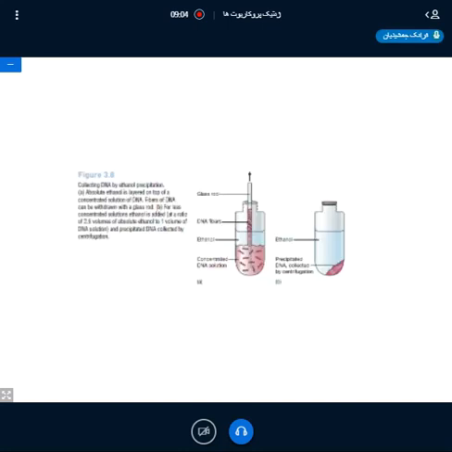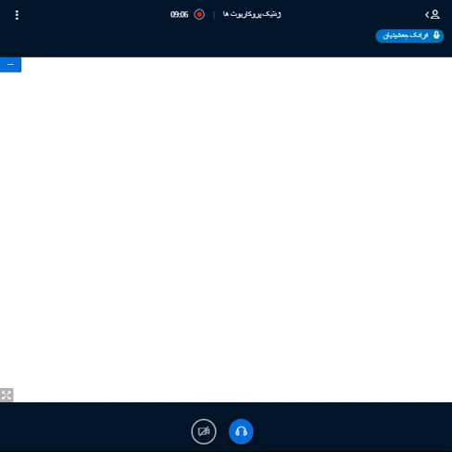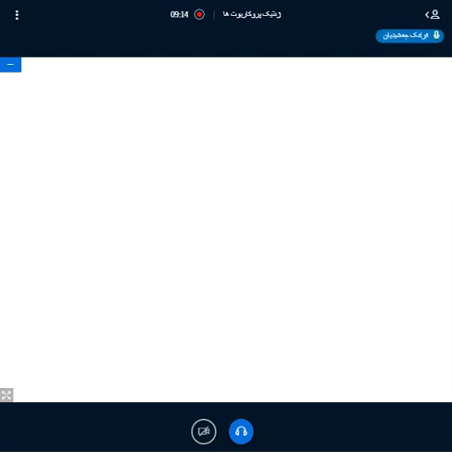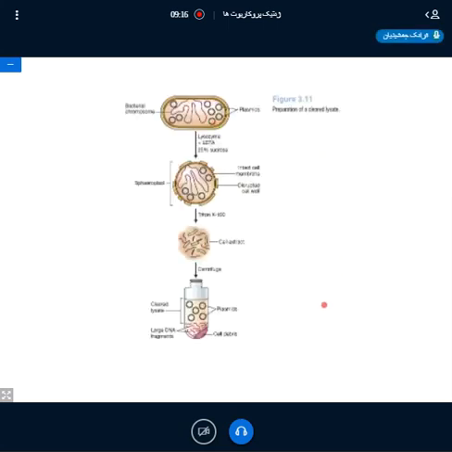We want to talk about separation of plasmids, yes? Separation of plasmids. This was the picture I told you I would teach you.